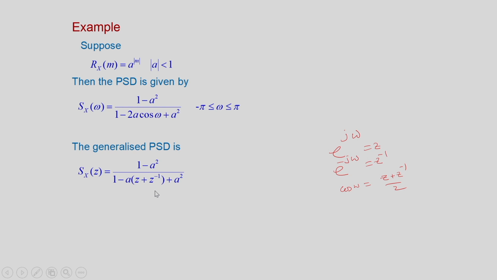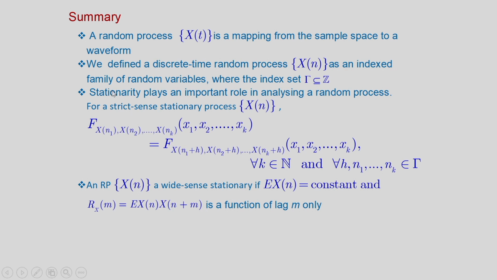So, that way we introduced the power spectrum and the generalized power spectrum. Power spectral density is also called power spectrum, and let us summarize. A random process x of t is a mapping from the sample space to a waveform. So, this is one important point. We define a discrete time random process x of n as an indexed family of random variables, where the index set tau is a subset of Z. We can take Z as the index set. This Z is the set of integers.